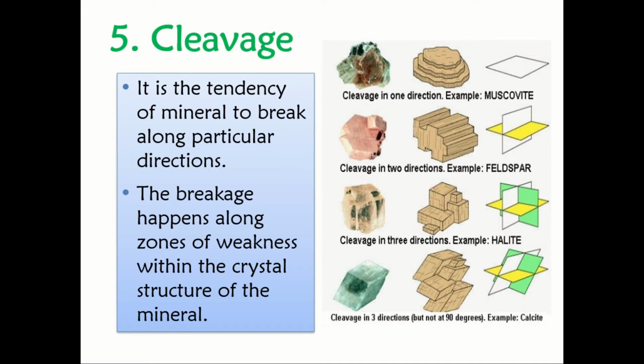Next is cleavage. Cleavage is the tendency of a mineral to break along particular directions. The breakage happens along zones of weakness within the crystal structure of the mineral. Our minerals have different structures and different appearances. As you can see in our example, we have different types of minerals, and they have different types of structure.